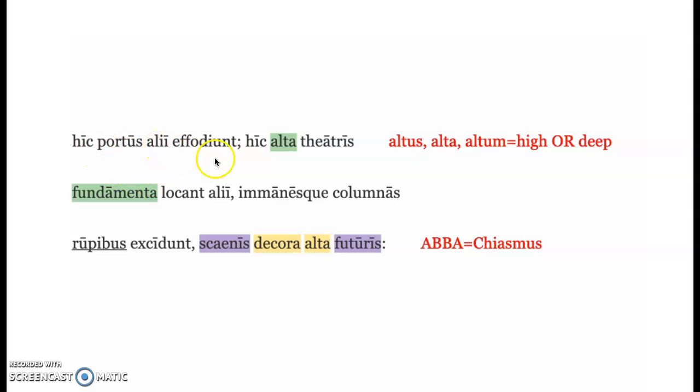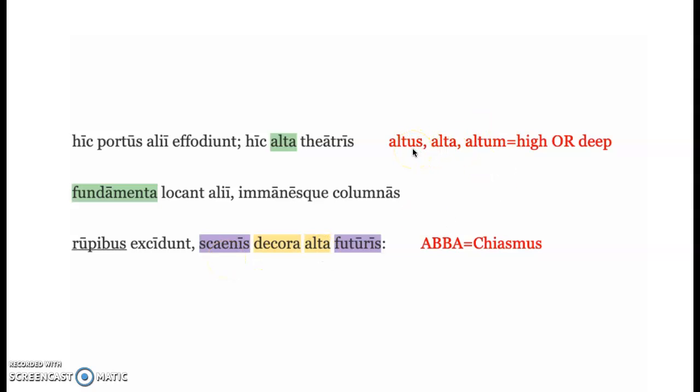And remember, you have alii, and then another alii. You translate as some, and then others. And so they've carved out these huge columns from the rocks. This would be an ablative of source, from rocks. And now this is an apposition, decora alta, probably to immanes columnas, huge columns, lofty decorations for future stages.